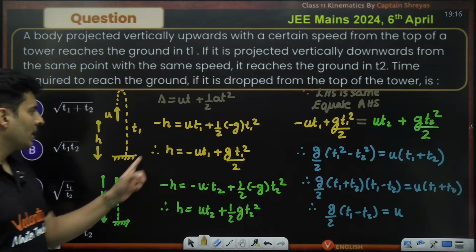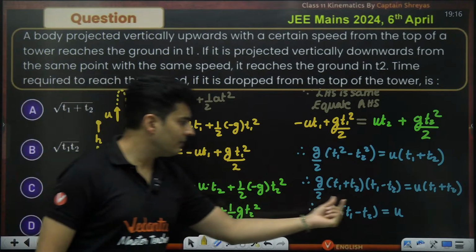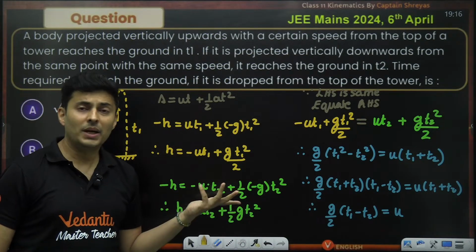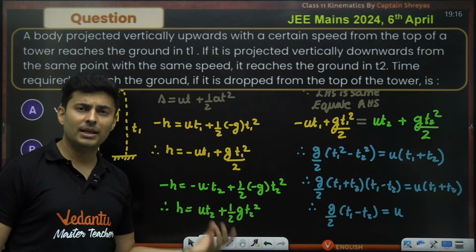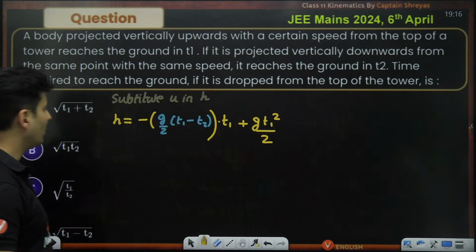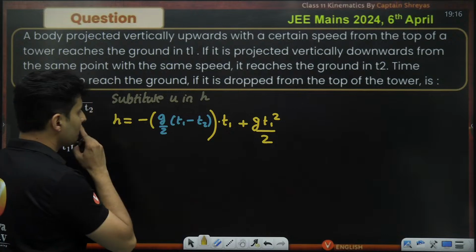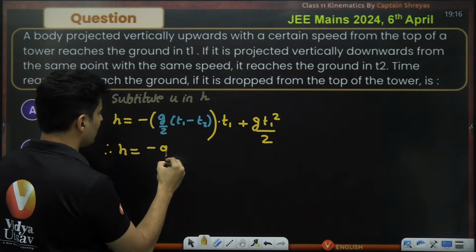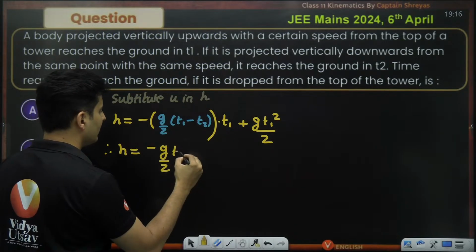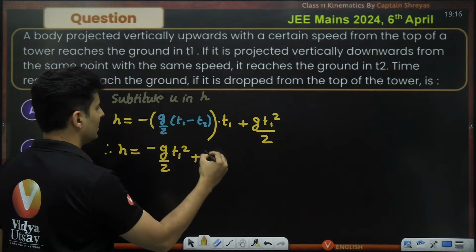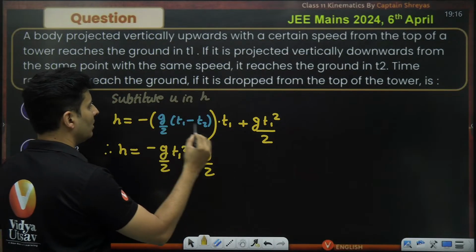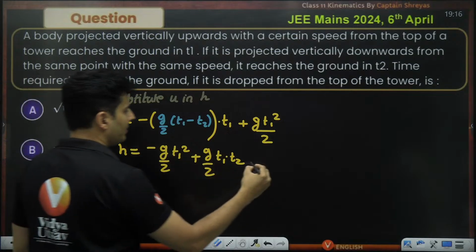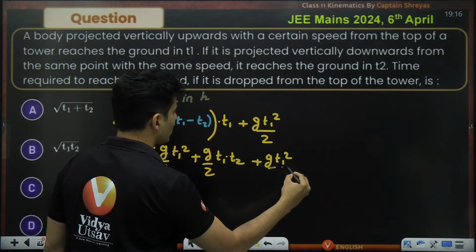Just check this out. In this equation, I have taken the value of u and substituted here so that I get height. Why do I need the height exactly? So that I can find the total time to fall if I drop it. So let's see what we exactly get over here. Therefore, h will be equal to minus g by 2, t1 into t1 is t1 square, minus minus is plus, so g by 2, t2 into t1. Plus g t1 square by 2.